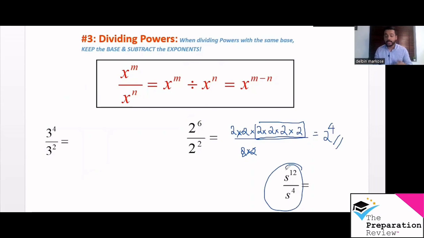Same rule if I apply here, this is a letter, s to the power 12 divided by s to the power 4. If I apply the rule, the bases are the same letter, s, then it's a division, so it will be m minus n, 12 minus 4, that will be 8 here.